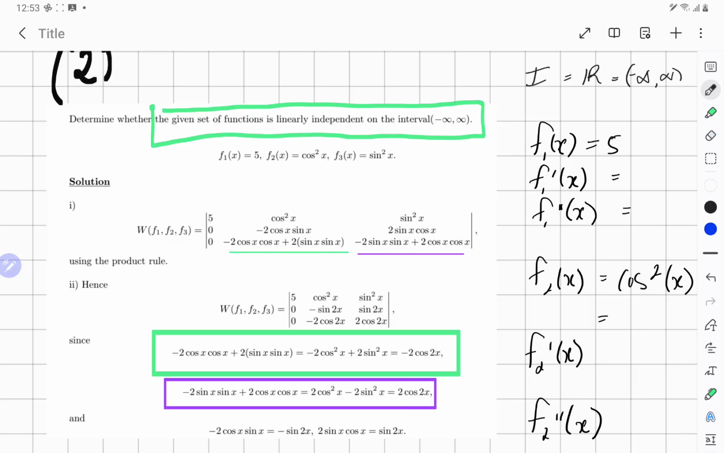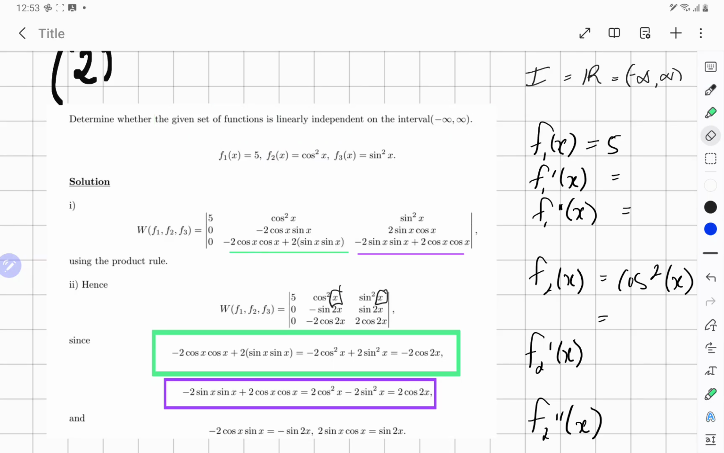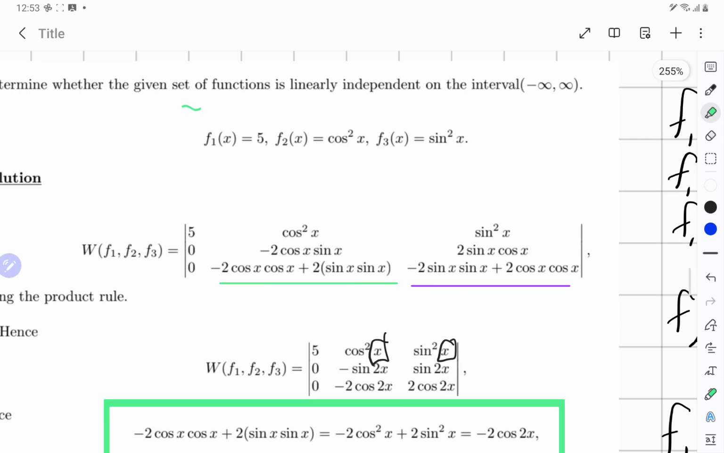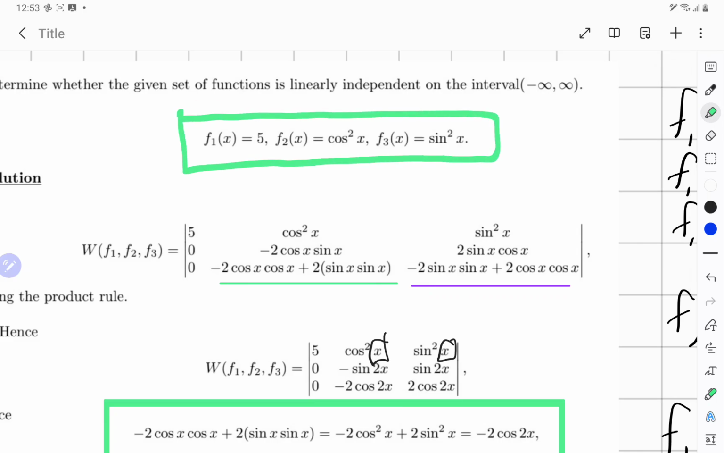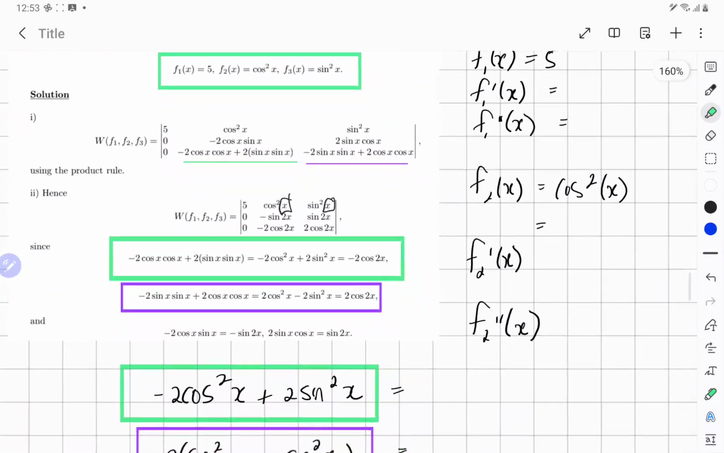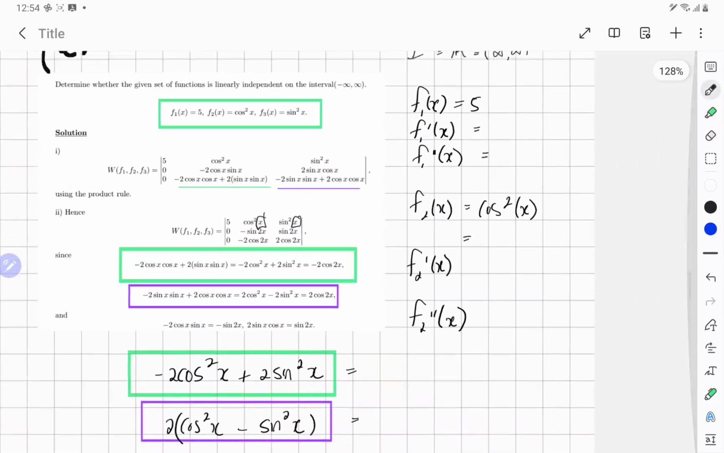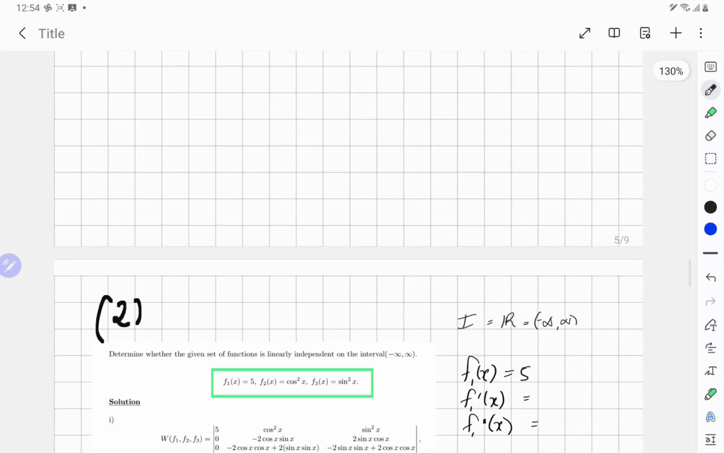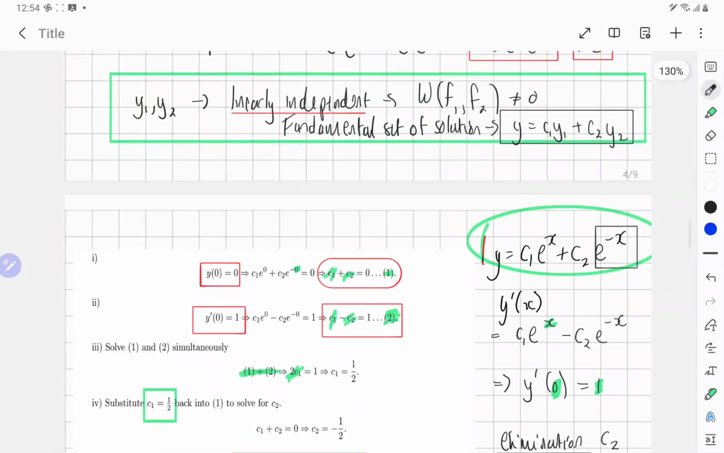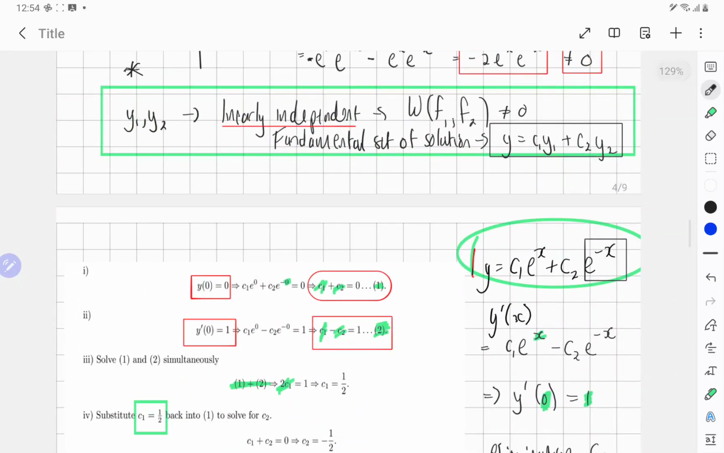So most of the time they will give you an interval just to make sure that whenever you do a Wronskian, it's for all x element of real numbers. Now they have given us the 3 functions. So what do we want to see for later? What is it all about? Now remember, like I said, this is extremely important.